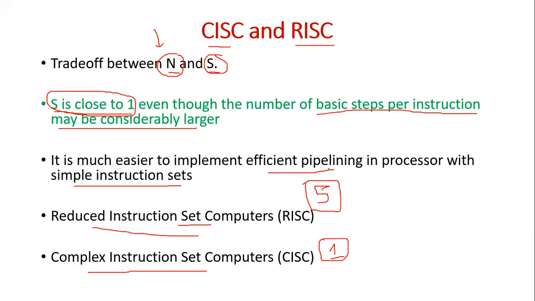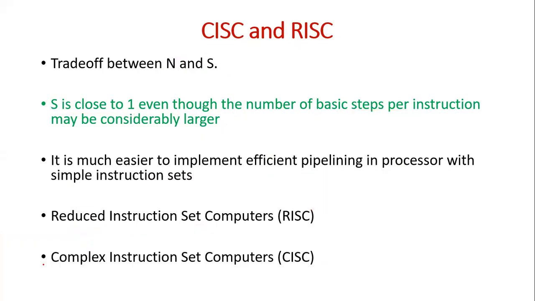It is much easier to implement efficient pipelining in a processor with simple, reduced instructions. Even though there are five instructions, that is, the S value is five, each instruction has five basic steps, but with pipelining the effective value of S is reduced. But with a complex instruction, even though you have one instruction, this one instruction may take more than one clock cycle, three or four clock cycles. That's what we are trying to say here.